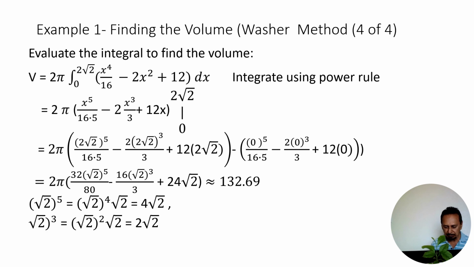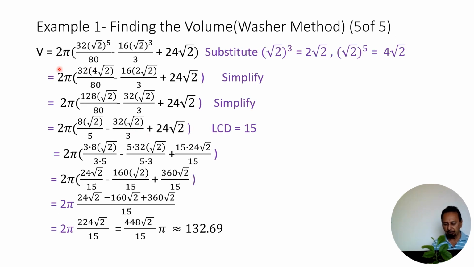Now if you simplify, the 5th power of square root of 2 is the 4th power of square root of 2 times square root of 2. This becomes 2 squared, which is 4 square root of 2. And the cube of square root of 2 becomes 2 times square root of 2. So the volume V is now 2 pi times 32 times the 5th power of square root of 2 over 80, minus 16 times the cube of square root of 2 over 3, plus 24 times square root of 2.